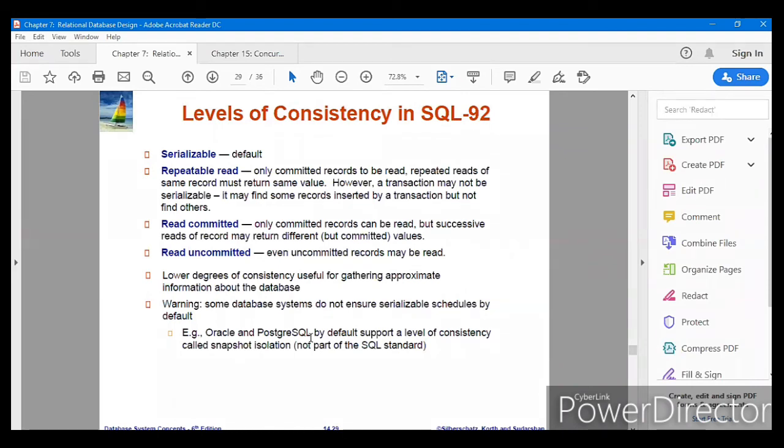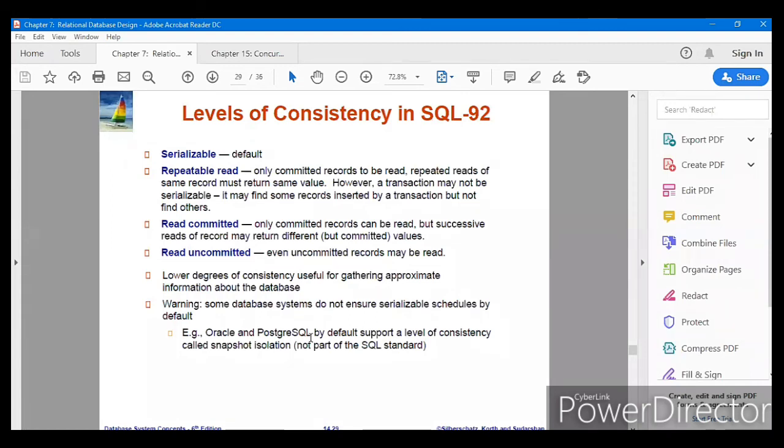Only committed records can be read, but successive reads of records may return different values. So they can read different values. Say data item A can be read, data item B can be read concurrently likewise. So lower degrees of consistency are useful for gathering approximate information for the database.